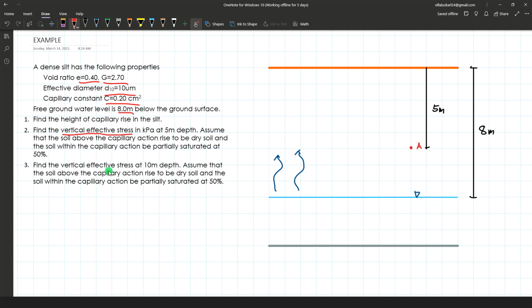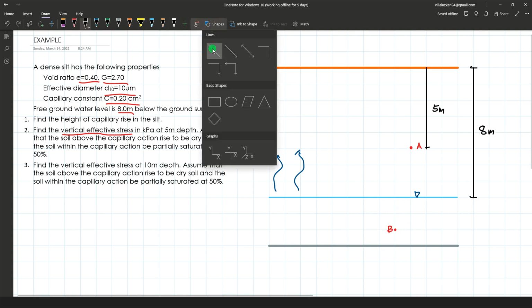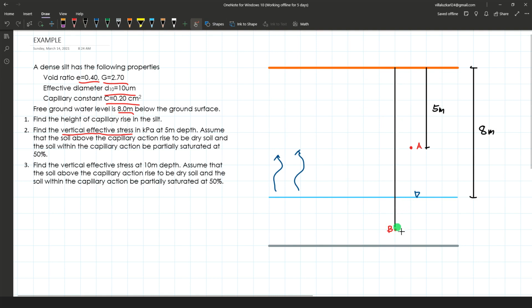So number three, at 10-meter depth, we will determine the effective stress. Assume the same, that the dry soil is above the capillary action, and within the capillary action, it is partially saturated at 50%. So 10-meter depth, it's right here, 10 meters. So let's say that's point B. Okay, so this is 10 meters.